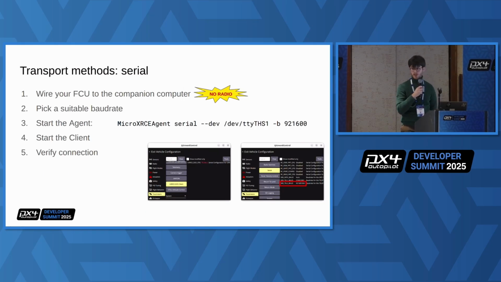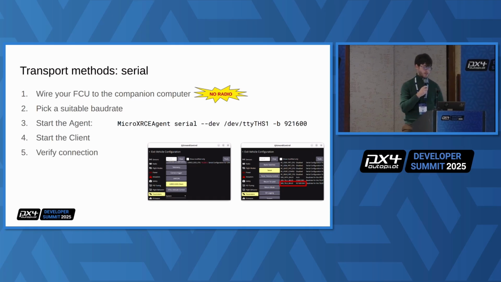Okay, assuming that you have the client and you want to start it. Let's see how you can start it in serial connection. Just wire them up. Don't use telemetry radios. I told you before, it requires quite a high baud rate, and therefore don't try to use it over those telemetry radios used for QGroundControl, for example. Pick a suitable baud rate, start the agent in serial mode, specify the port, specify the baud rate, start the agent. Normally you can just do it from the parameters and verify the connection.